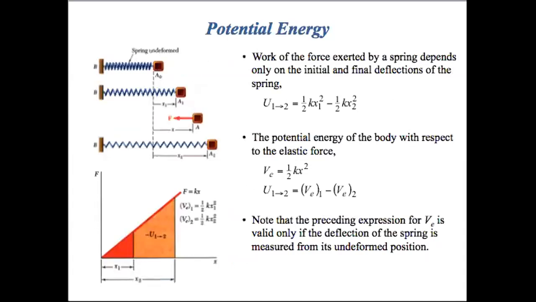The work of the force exerted by a spring depends only on the initial and final deflection of the spring. The potential energy of the body with respect to the elastic force, which we show by VE, is equal to 1/2 k times x squared. Note that the preceding expression for VE is valid only if the deflection of the spring is measured from its undeformed position.